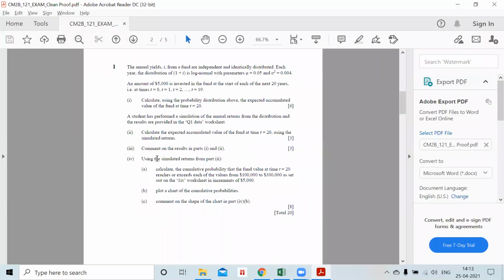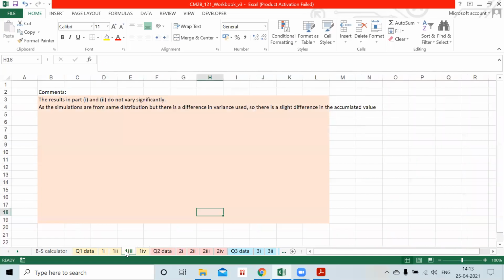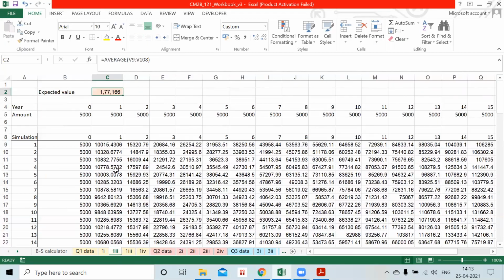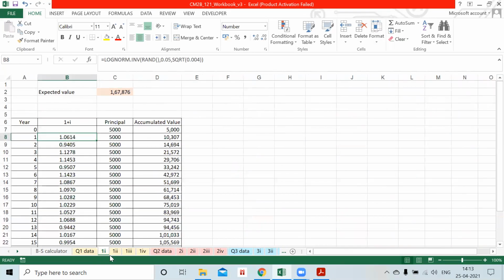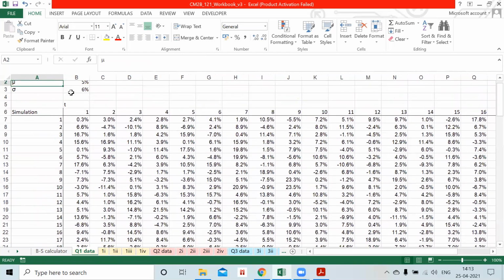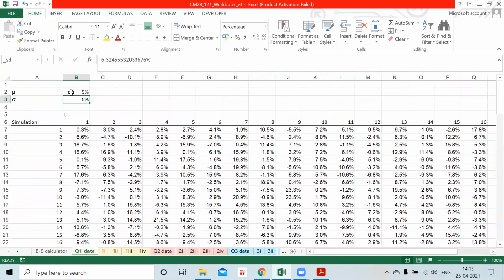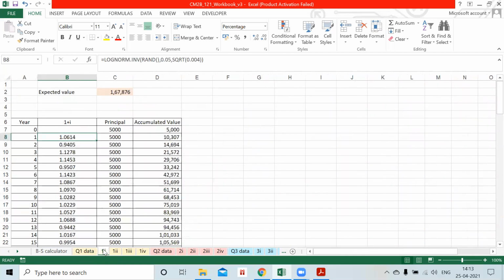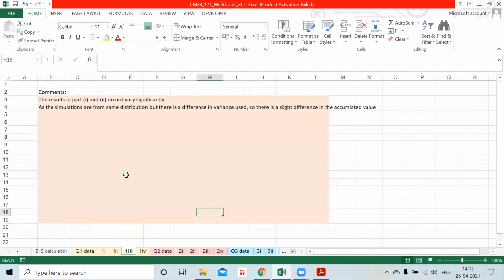Coming to the third part, comment on the results in parts 1 and 2. If you see, the results are almost similar. Whichever distribution you use, it's similar, but obviously there'll be some difference. The difference is that for this, the variance has been taken as 6%, sigma is 6% here, whereas there sigma square was only 4%. So there'll be a difference in both the values. They do not vary very significantly, but they vary because a different variance is used for both.